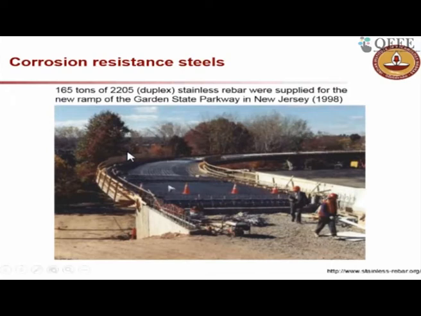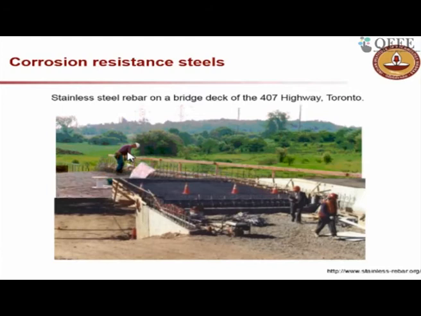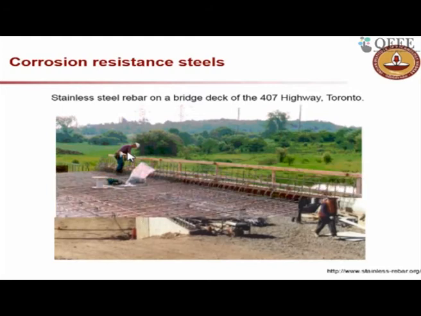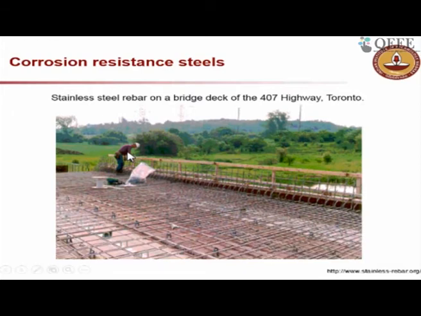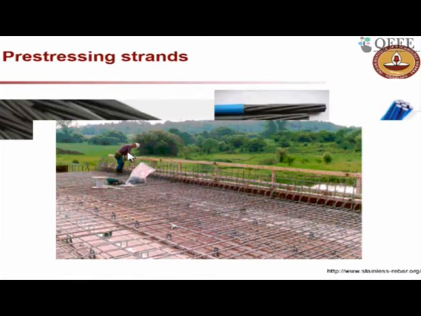In a very cold climate where they put a lot of de-icing salt, the corrosive environment is much more severe. So in such cases they are forced to use stainless steel rebar. And this is another bridge in Toronto, Canada. Again stainless steel rebar is used. Very cold climate and a lot of application of chloride salts. So that's why they are sometimes forced to use this.